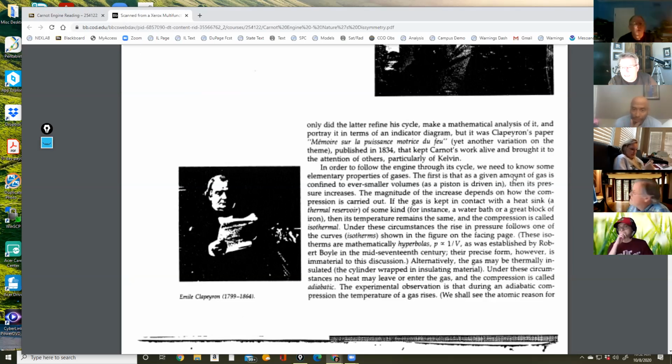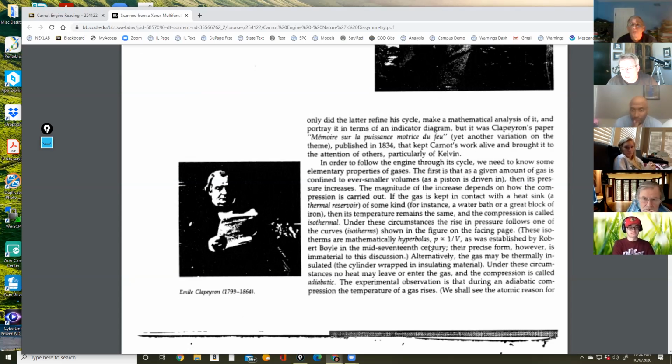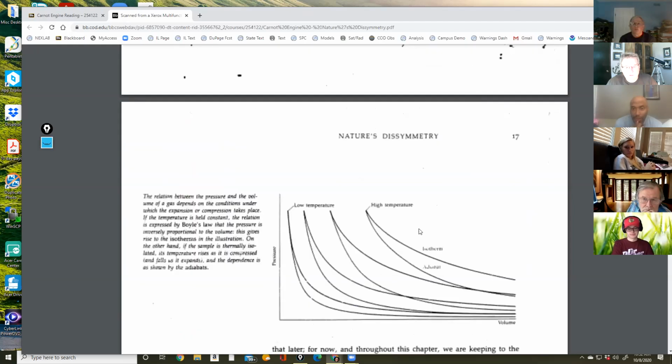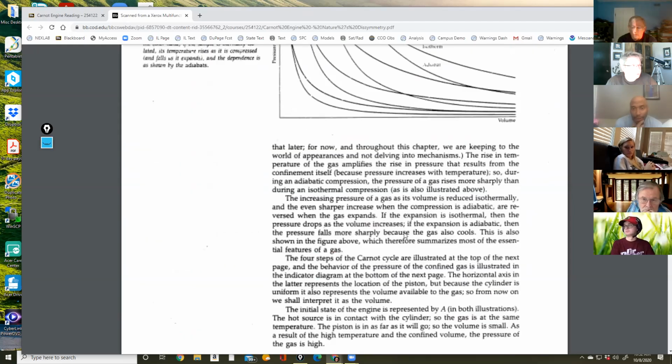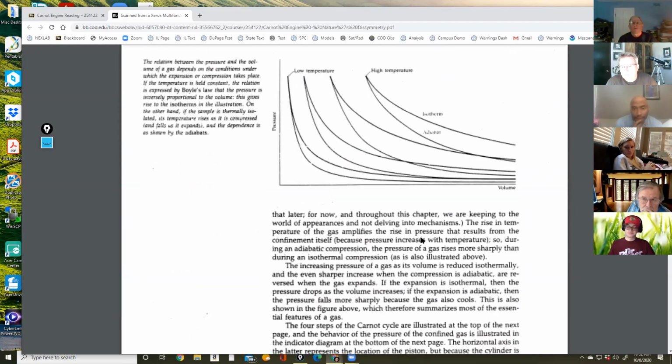And then you throw it on an insulated surface, and that's adiabatic. The experimental observation is that during an adiabatic compression, the temperature of the gas rises. We shall see the atomic reason for this later, which we know. And throughout the chapter, we are keeping to the world of appearances, not delving into mechanisms. The rise in temperature of the gas amplifies the rise in pressure that results from the confinement itself.